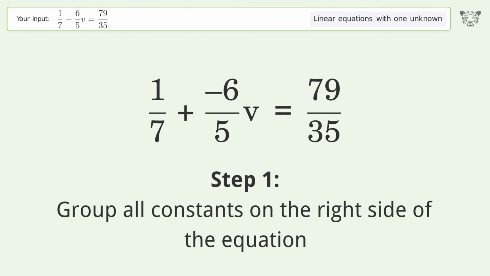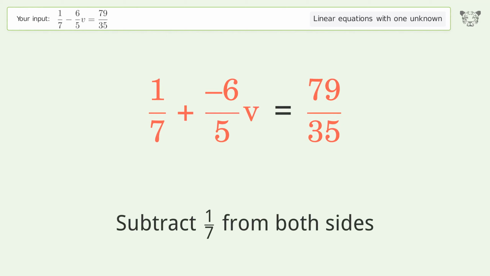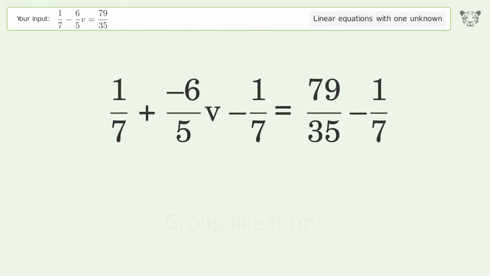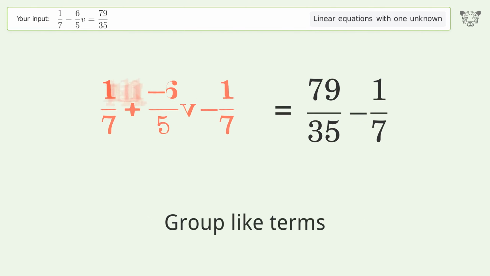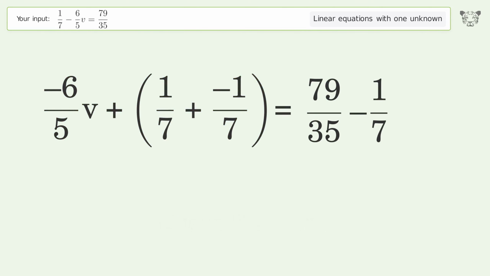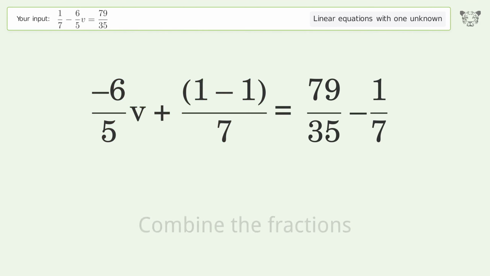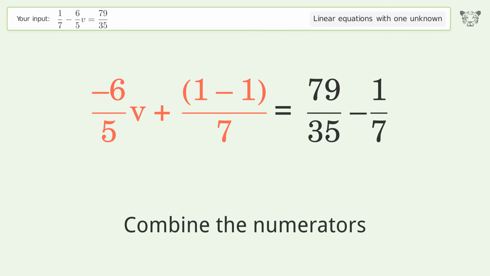Group all constants on the right side of the equation. Subtract 1/7 from both sides. Group like terms. Combine the fractions. Combine the numerators.